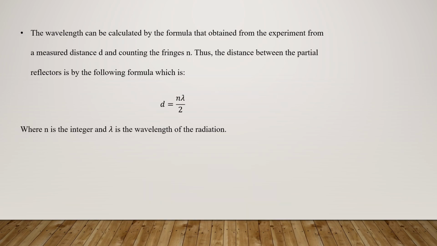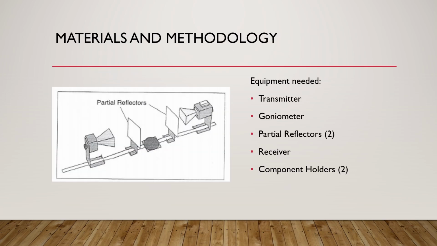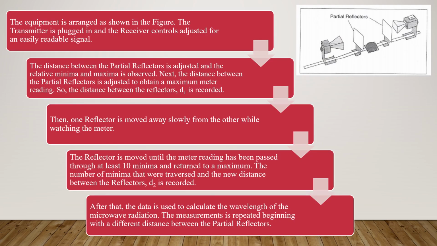The wavelength of the radiation can be calculated from the formula d equals n lambda over 2. The equipment needed is a transmitter, goniometer, partial reflectors, receiver, and component holder. As usual, we have to arrange the equipment as shown in the figure. The transmitter is plugged in and the receiver controls are adjusted for an easily readable signal. The distance between the partial reflectors is adjusted and the relative minima and maxima are observed.